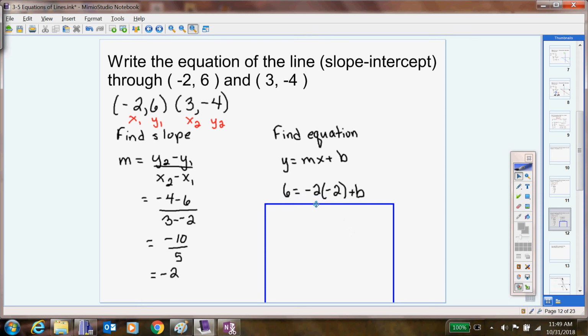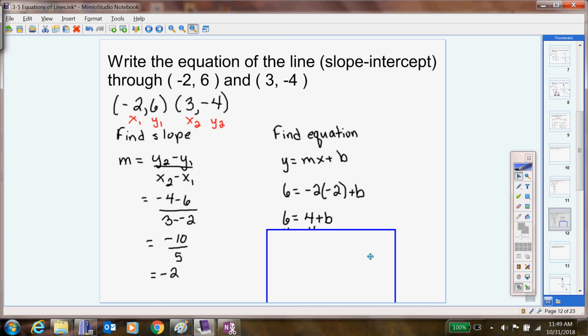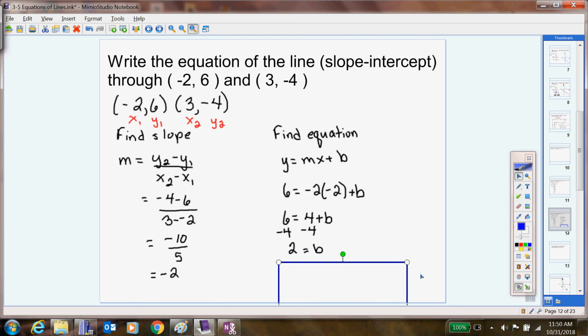6 equals -2 for our slope times -2 for our x plus b. And we'll just take a quick minute to solve that out. 6 equals 4 plus b. Subtract, and we end up with b equals 2. But that's almost the answer. What is the actual answer then? Good. y equals -2x plus 2. Excellent. So you have to plug it in. You leave it alone. You keep the x and y.